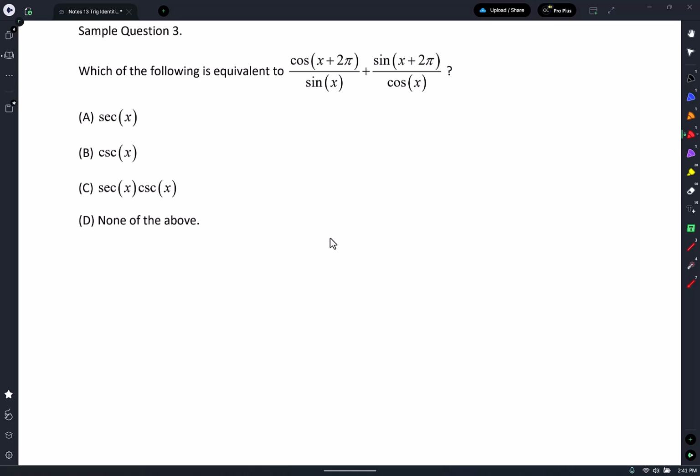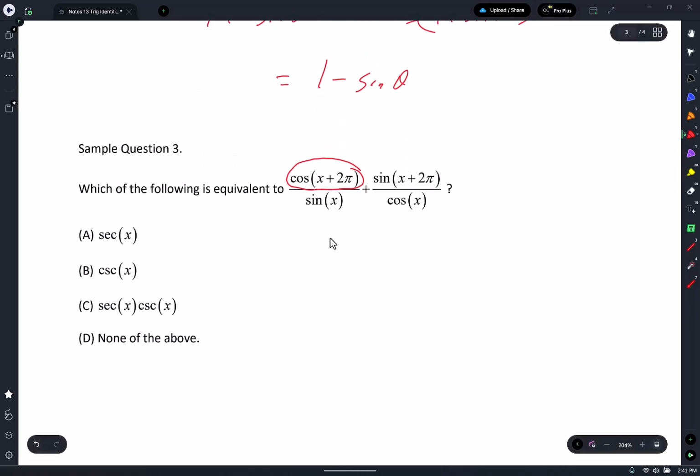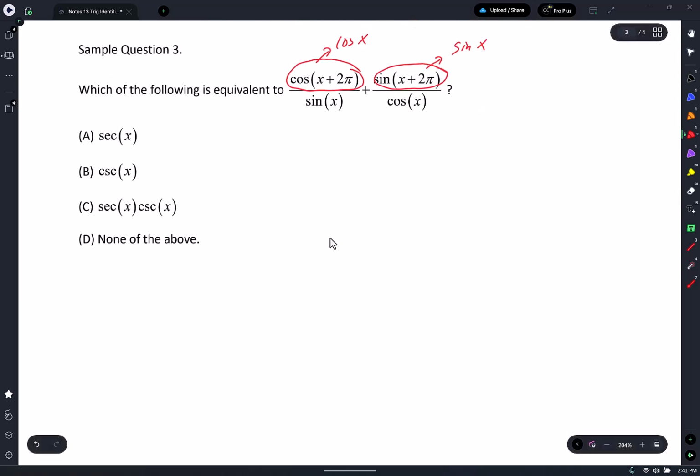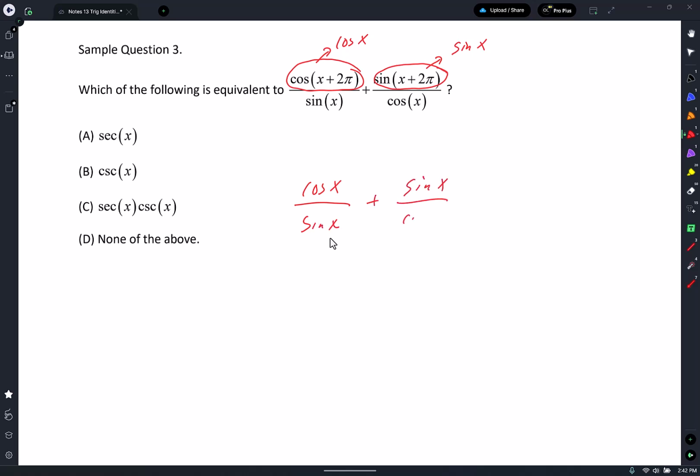Focus on this: cosine of x plus 2 pi. If I have x plus 2 pi, that's the same thing as cosine x. What about this, sine of x plus 2 pi? Same thing as sine x. So let's rewrite this. Cosine x over sine x plus sine x over cosine x.